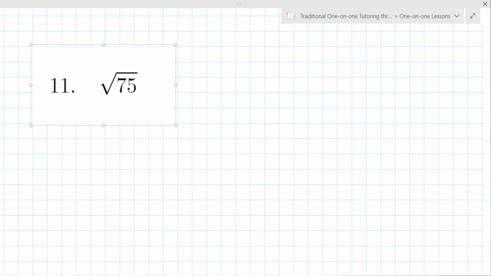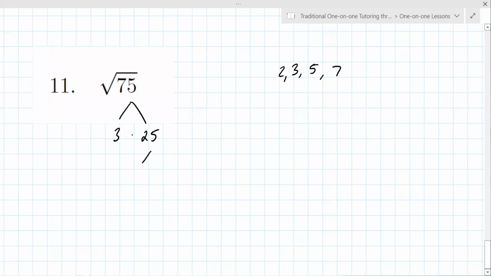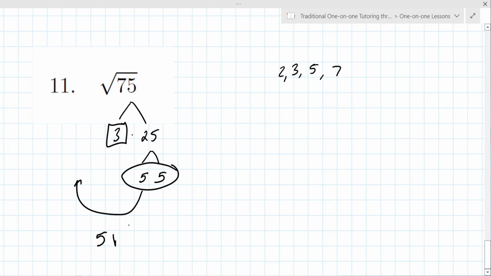Okay, I didn't do it right. What is the first prime number that works? 3. Okay, so 3 times what gets you back to 75? 25. Okay, 25 is not divisible by 3, so you go to the next prime number. Is it divisible by 5? Yes. 5 times 5. Now there's a pair. Now the pairs can be at the bottom. I didn't tell you that, but I wanted to see if there was a little bit of self-discovery on that. So you take a 5 out. What's left inside? 3.